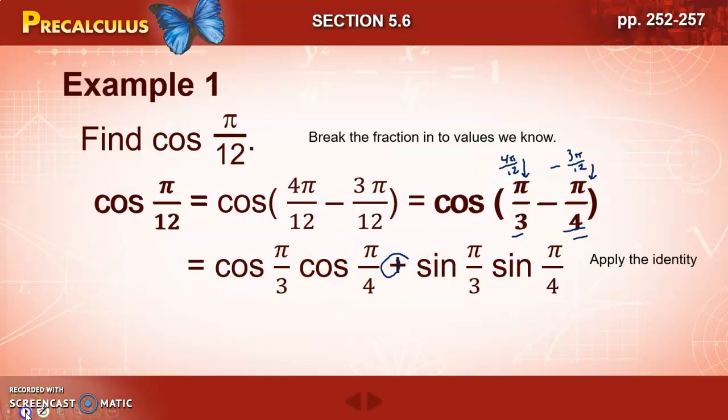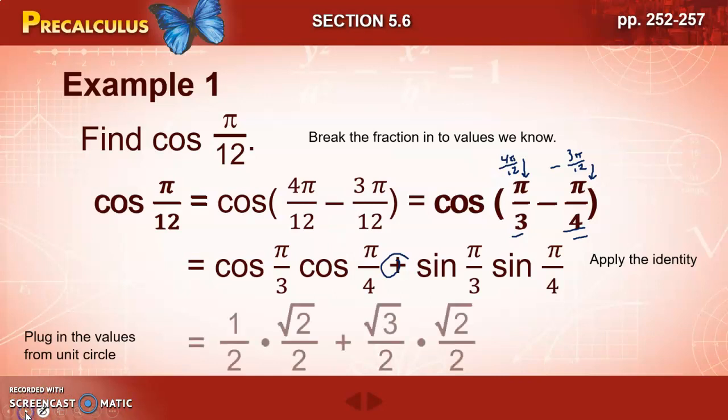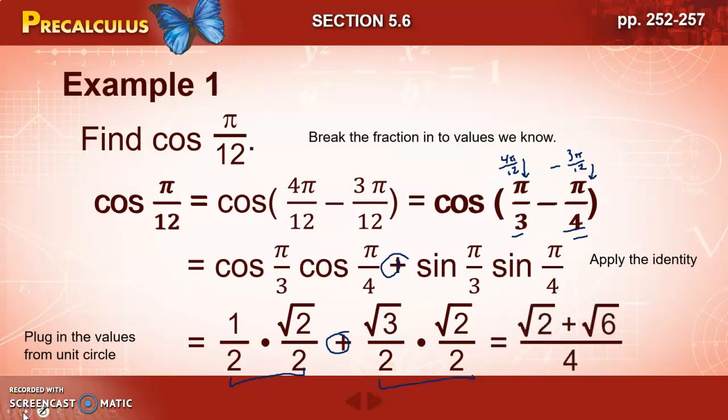Then I'll use the known values that I have from the unit circle. Cosine pi over 3 is 1/2 and cosine pi over 4 is root 2 over 2. So I'll multiply those two, plus sine pi over 3 is root 3 over 2, and sine pi over 4 is root 2 over 2. So I'll multiply those two things together. When I do that, I get root 2 over 4, and this becomes root 6 over 4.